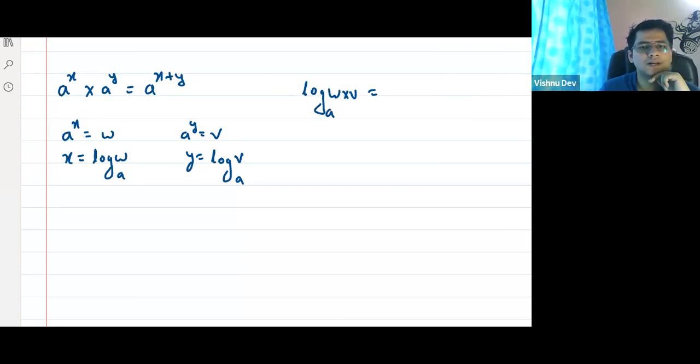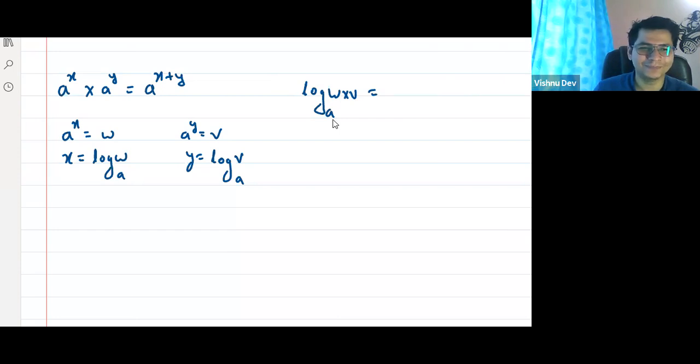No Samar, in terms of log, I'm saying. No Ragvi, no Pranjan, no Shivansh. See, that is the thing, application. That is why I've written this. Log w into v by a. Very good, Rohan, correct.